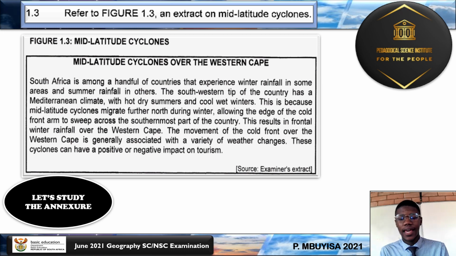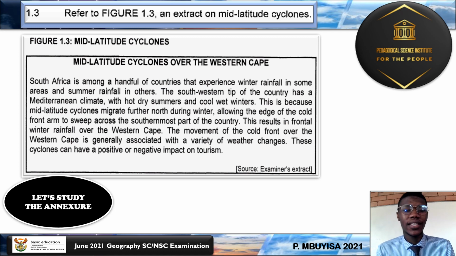So this is an exam paper from this year, the June 2021 Geography Senior Certificate and National Senior Certificate Examination. And they got this extract. This is the copy of the annexure. So let's do the first step. Let's study the annexure. Put your content cap on and let's look at what we can get from this article.